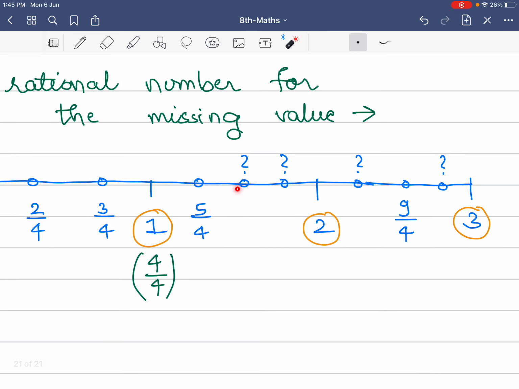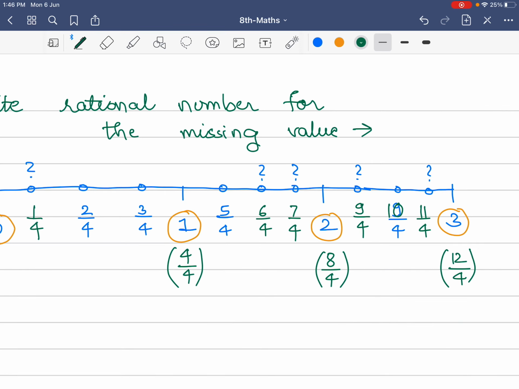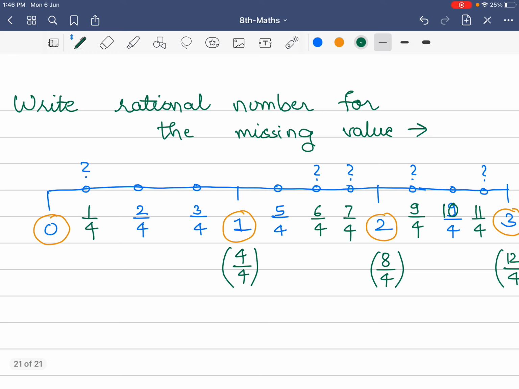This is 5 by 4, so this is going to be 6 by 4 and 7 by 4. Let me write it down. This is 6 by 4, this is 7 by 4, and this 2 is going to be 8 by 4. So 8 by 4 is equal to 2, and then this is going to be, oh, there's a mistake. So this is going to be 9 by 4, and this is going to be 10 by 4, 11 by 4, and 12 by 4. So this is how, as we have seen in the previous video, you represent rational numbers on a number line. These are the missing values which we have filled up with this green color.